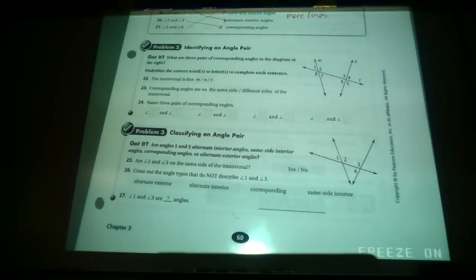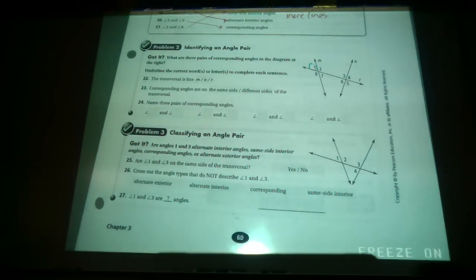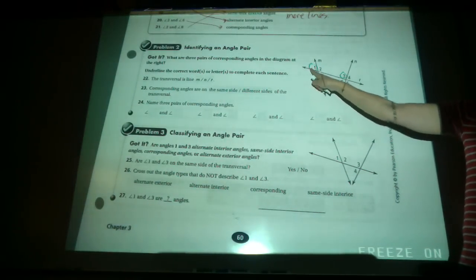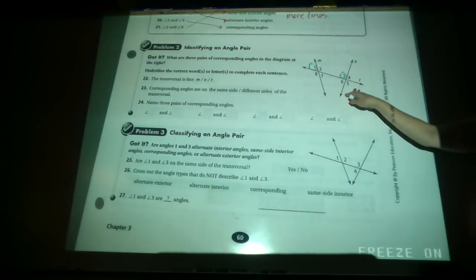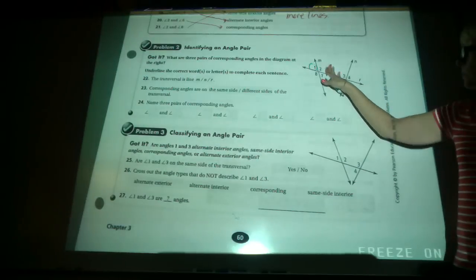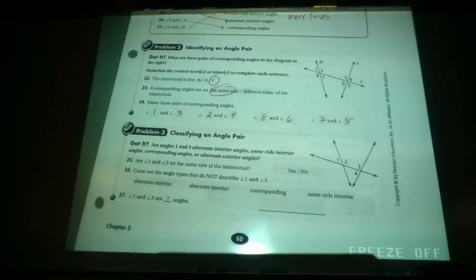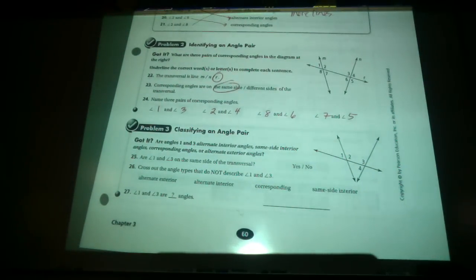And then corresponding angles are on the same side or different sides of the transversal. So like for instance, 1 corresponds to angle what? 3. This is in the upper left, that's in the upper left on that group of 4. And so aren't they on the same side? And if you did that for each and every corresponding angle, you would find that they're always on the same side of that transversal. And then here are your corresponding pairs. So it doesn't matter what order you put them in. 1 and 3, 2 and 4, 8 and 6, and 7 and 5. Good with those?